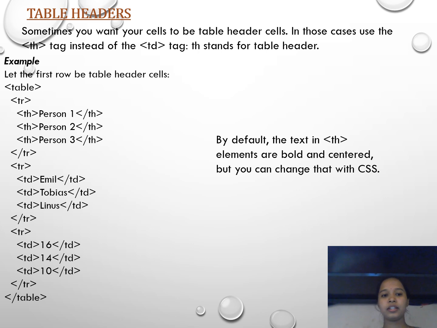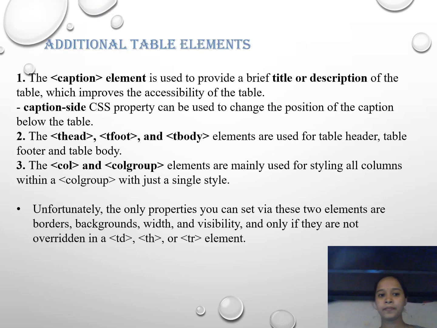And let us have a look at the table header. Sometimes you want your cells to be table header cells. In those cases, use the th tag instead of the td tag, and th stands for table header, and this is the example for the table header. By default, the text in th elements is bold and centered, but you can change that with CSS.